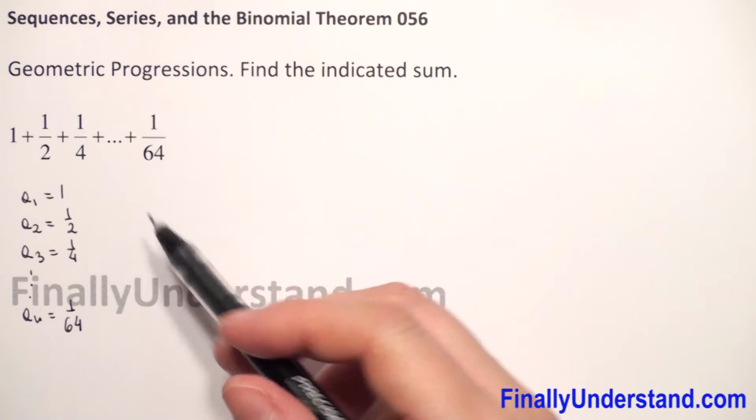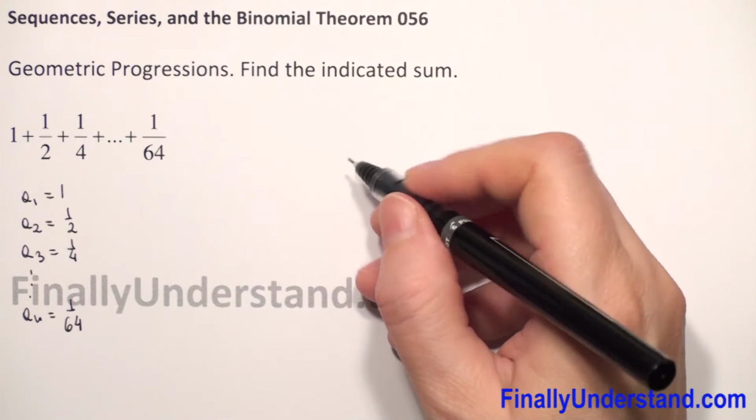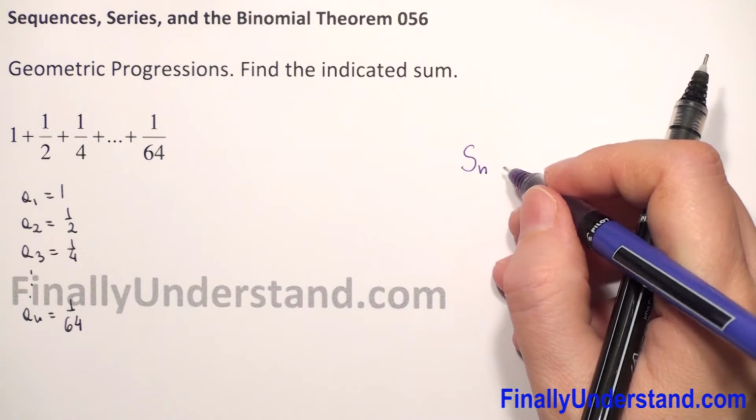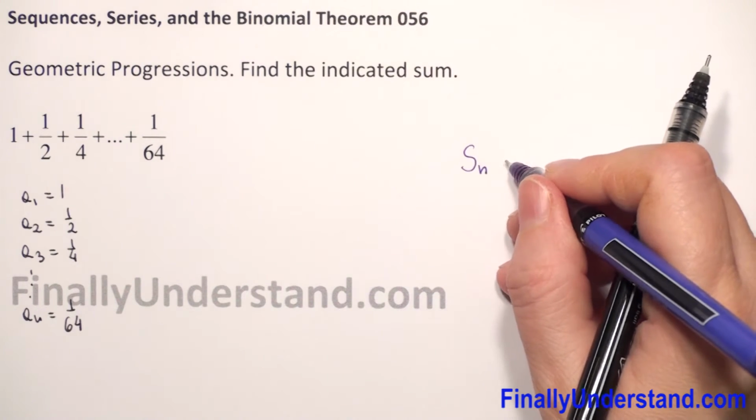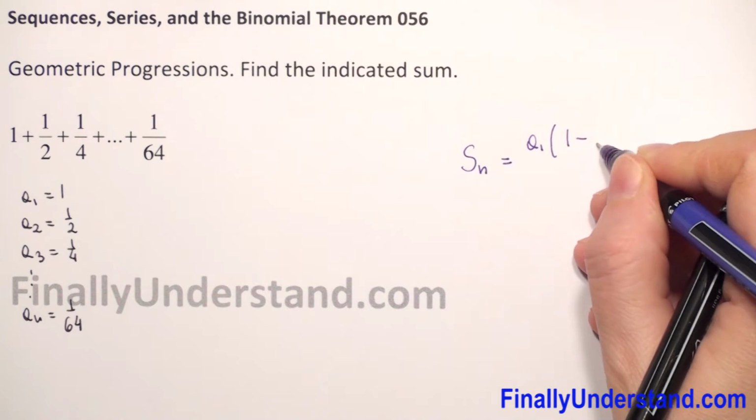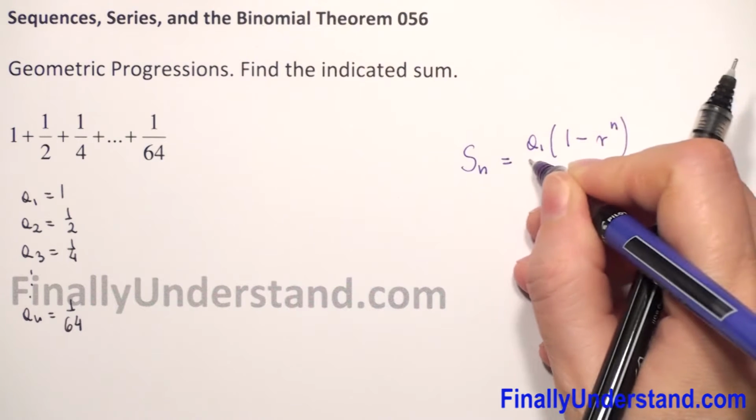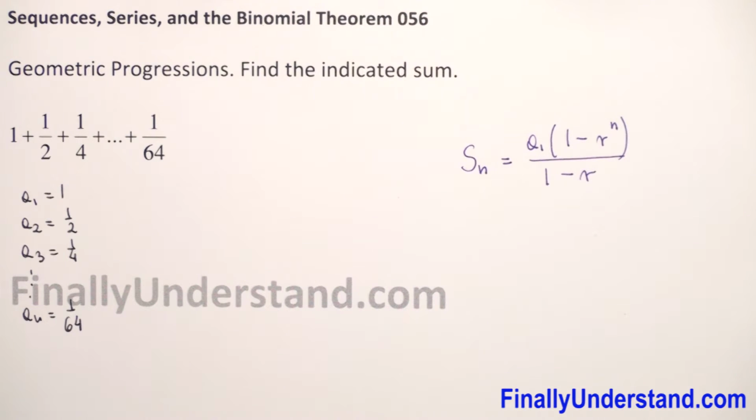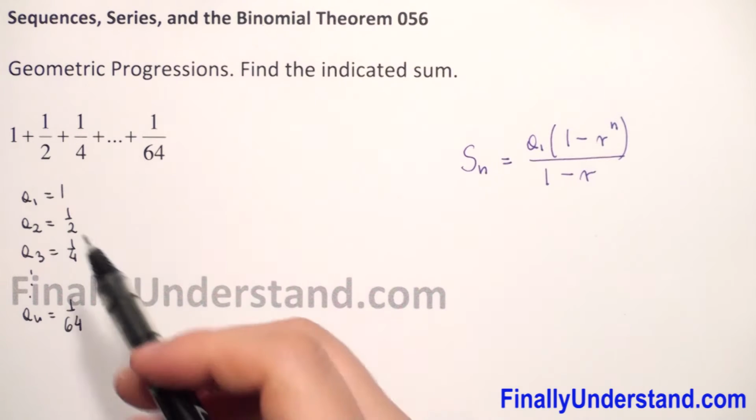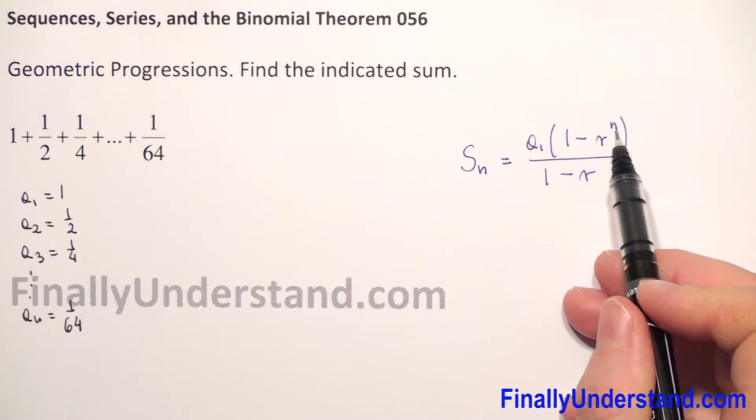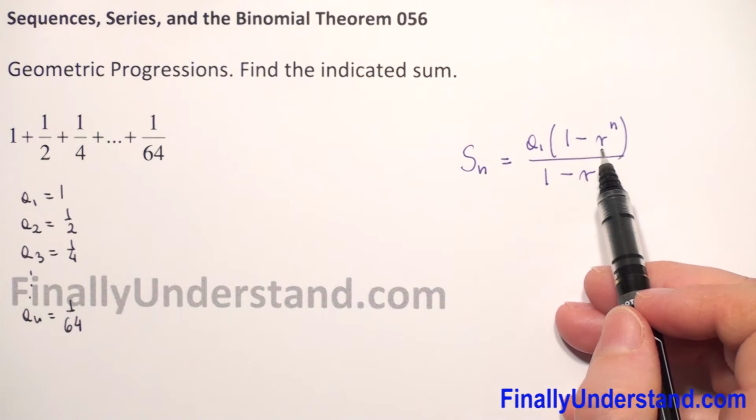To find the sum of a geometric progression, we will use the formula that Sn, the sum of the first n terms of a geometric progression, is a1 times (1 minus r to the power n) over (1 minus r). We have the first term of the geometric progression. We need to have r also, and n. So r is the common ratio.